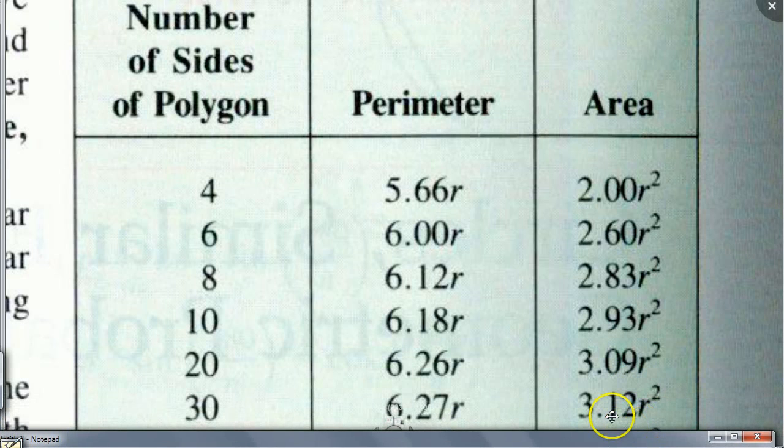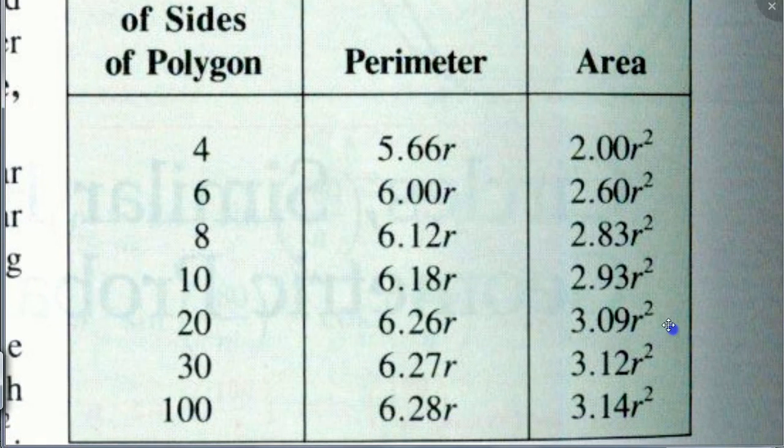For the 30-sided figure, you get 6.27 R, and for the area, 3 and 1/2. For the 100-sided figure, they got 6.28 R for the perimeter, and for the area, they got 3.14 R squared. By the way, as you increase the number of sides, what are these polygons looking more and more like? The circle. So, does anybody see anything interesting about this table?